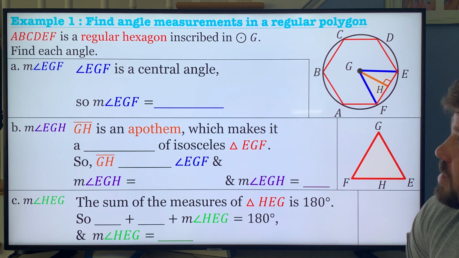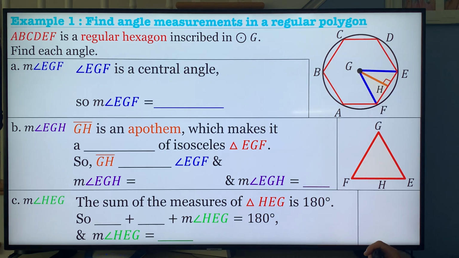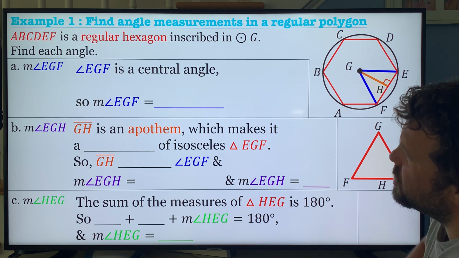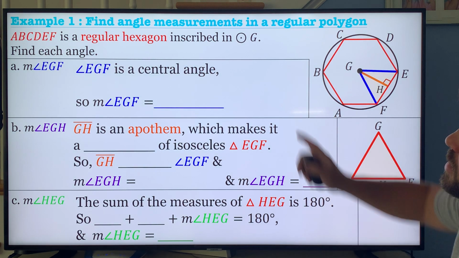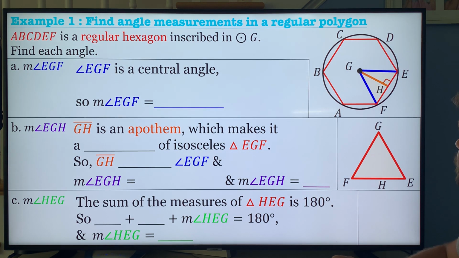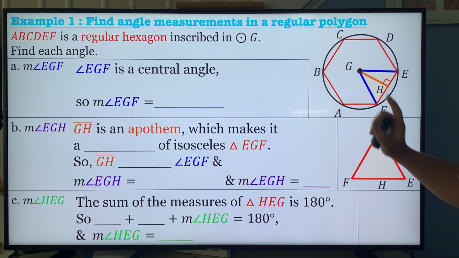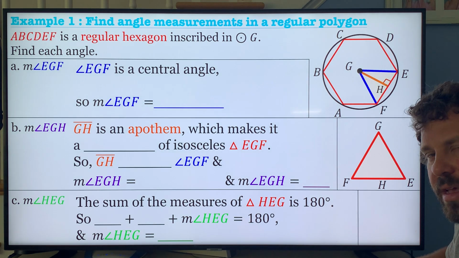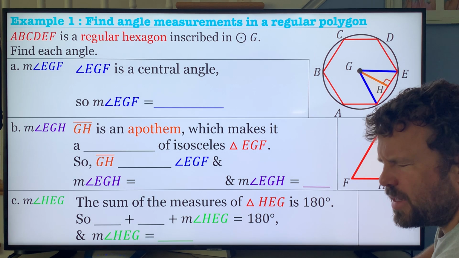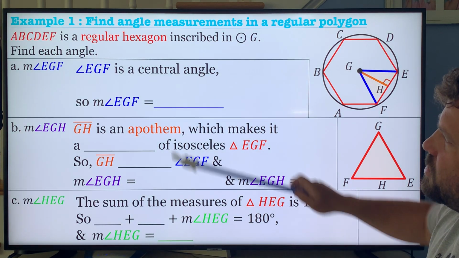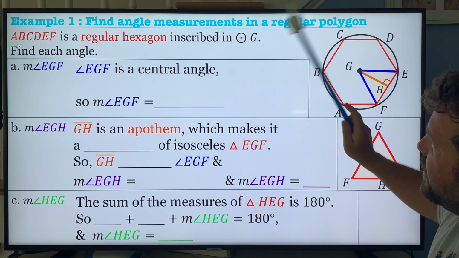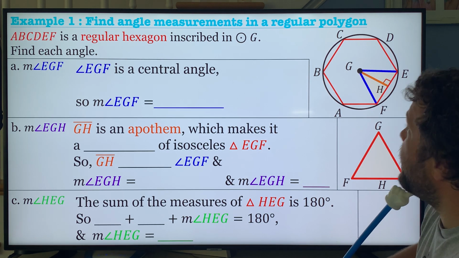Lesson 7. So, first thing, we're going to find the angle measurements of a regular polygon. So I'm going to start you off really difficult and then get easier. Isn't that nice to do? So, ABCDEF is a regular hexagon. Oh, wait. Did I say the 5-sided figure was a hexagon? I meant pentagon. Whoa. Losing it there. You'd think a geometry teacher would know that. Inscribed in circle G. Find each angle.